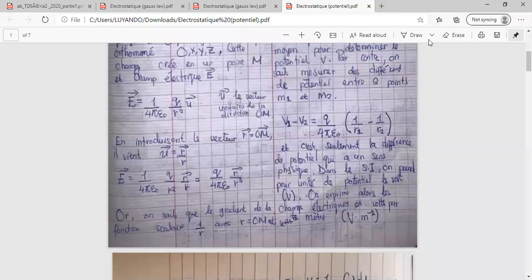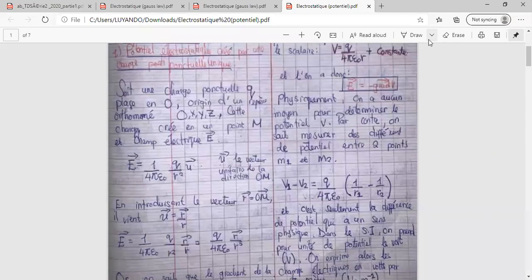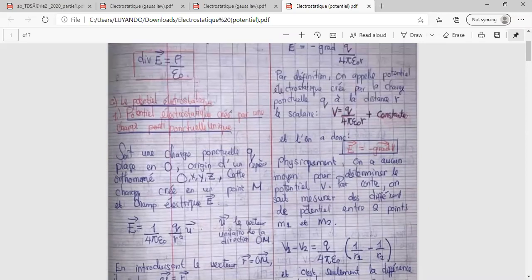Okay, so I'm going to say what I said. Electric potential tells us how much potential energy a single point charge at a given location will have. So we're going to start talking about potential. We're going to talk about the electrostatic potential created by a unique point charge.